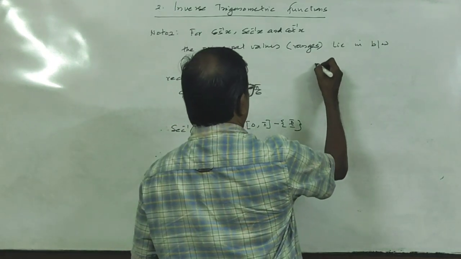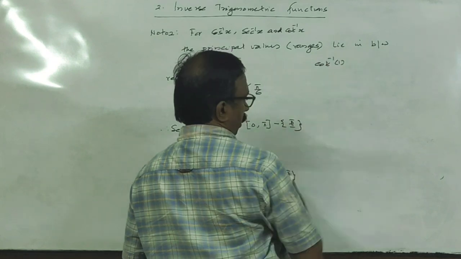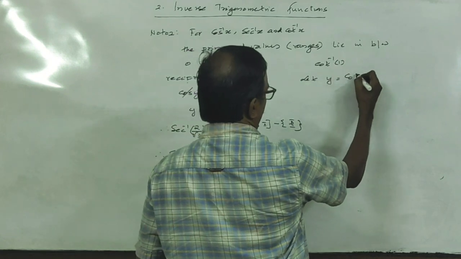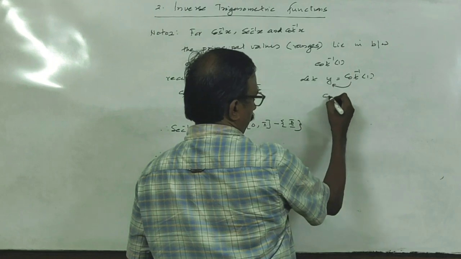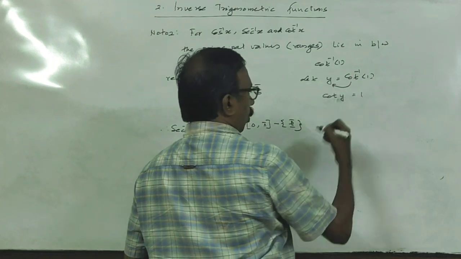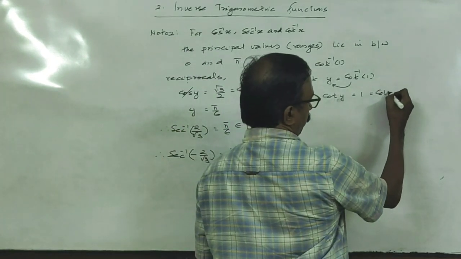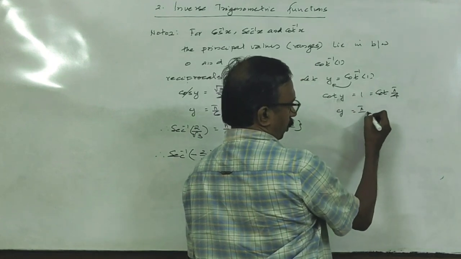Cot inverse 1. Let y be equal to cot inverse 1. So cot y is equal to 1, which means cot 45, cot pi by 4. Therefore y is equal to pi by 4.